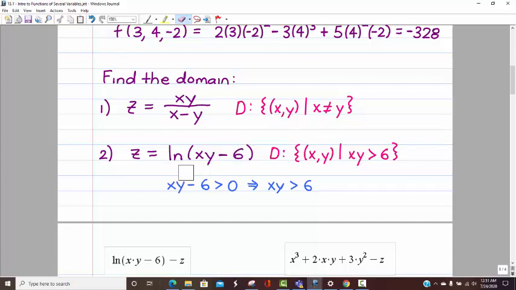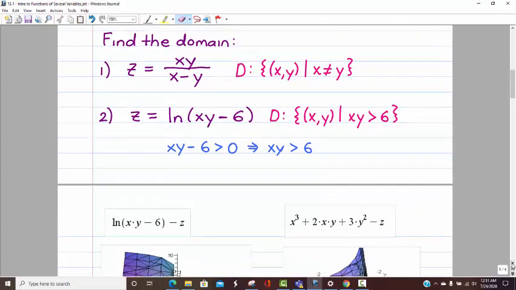For this natural log one, the inside part has to be greater than 0. So I moved the 6 over. There's no point in trying to solve for x or y separately here. That's not necessary. This is perfectly fine right here, but I went ahead and moved the 6 over just to show that whatever happens here, x times y has got to be greater than 6 for this to be a valid domain.